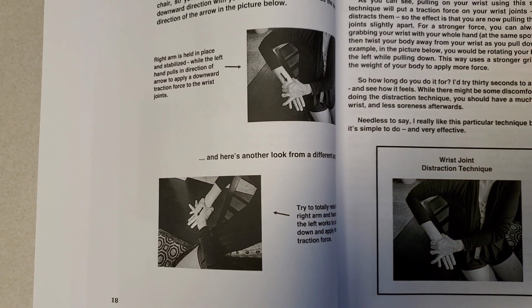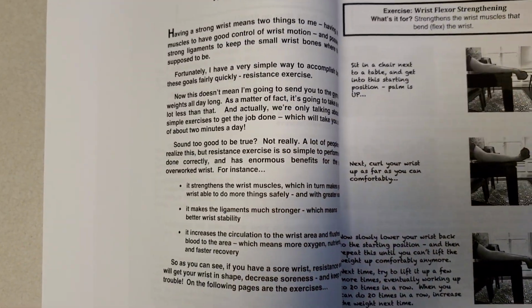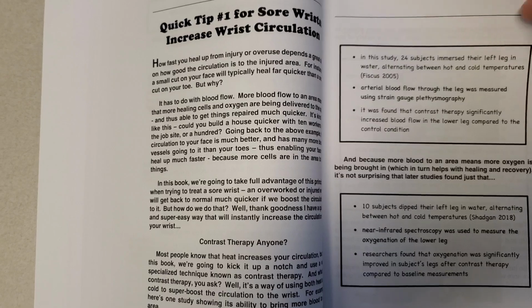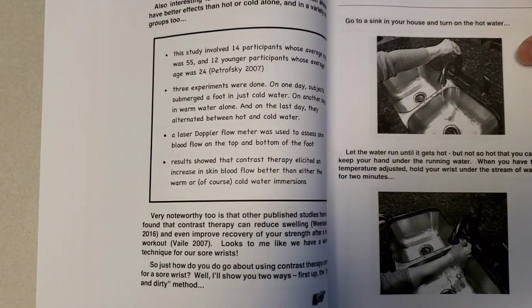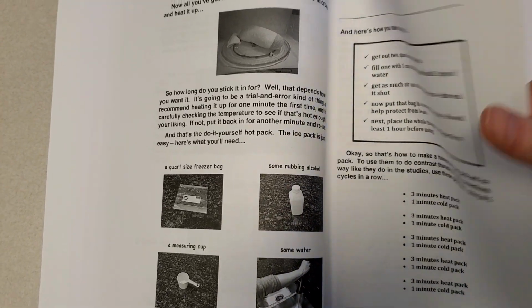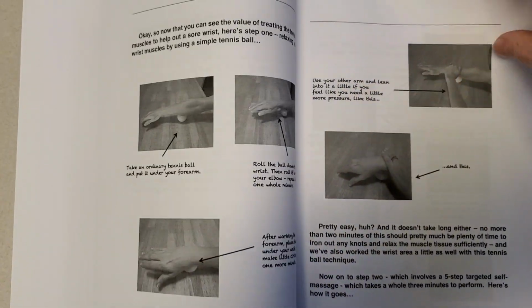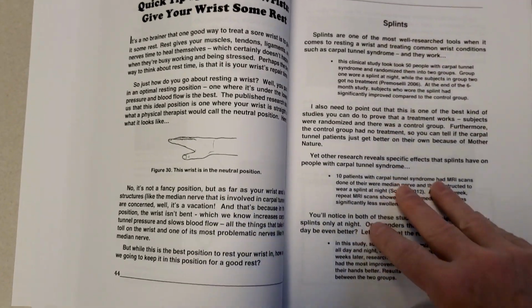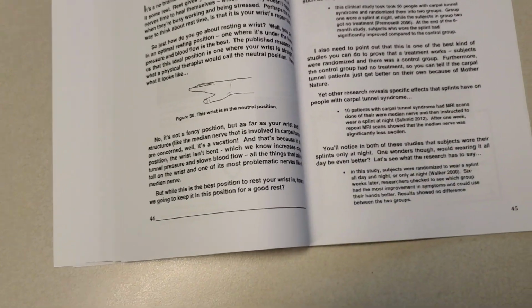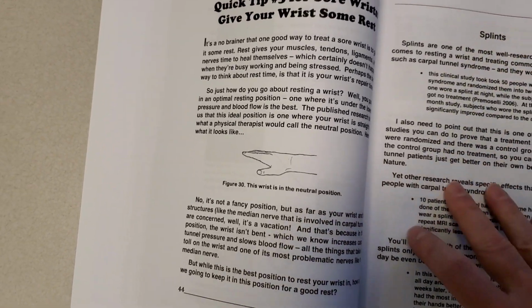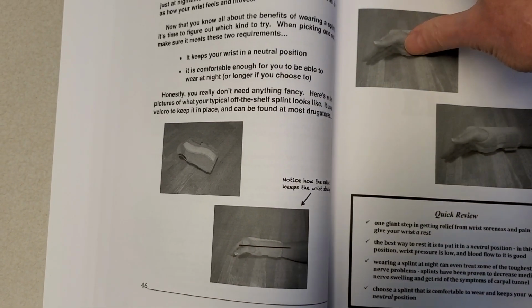Just like wrist distraction, it goes over some wrist strengthening, a couple exercises to make your wrist really strong. It spends a lot of time on increasing wrist circulation because you use your hands so much. Contrast therapy, you alternate heat and cold. It also has some massage techniques that take about 2 minutes to do. Splints, if you're at the point where you really need to rest your hand, it'll show you which splints are best for that, and the best neutral postures to really rest your wrist.